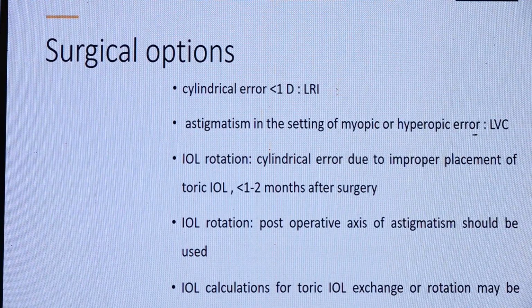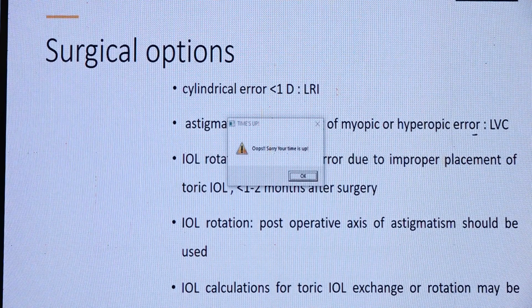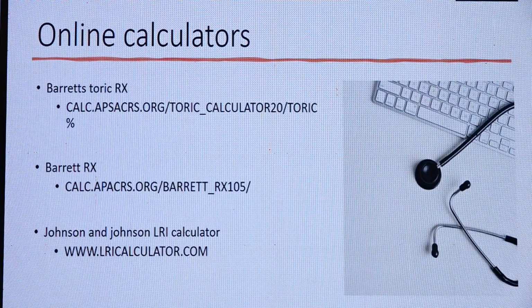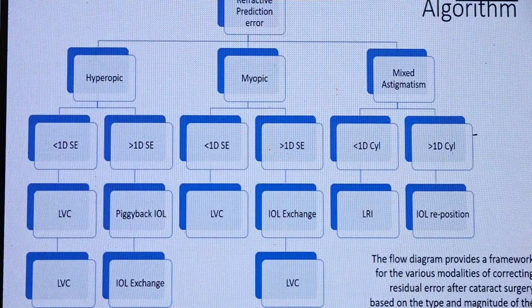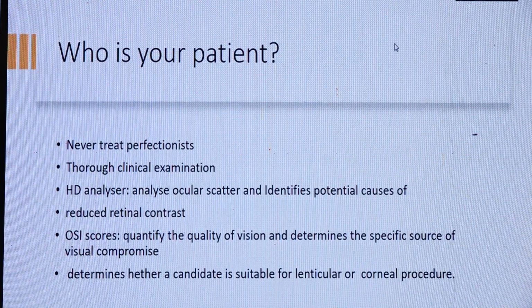And suppose it's not a spherical error but a cylindrical error of less than 1 diopter, we need to go with LRIs, that is, limbal relaxing incisions. Or if it's an IOL misplacement, a toric IOL not placed properly, we have to go for rotation. These are some of the online calculators for this, and this is the algorithm which we follow for treating the errors.